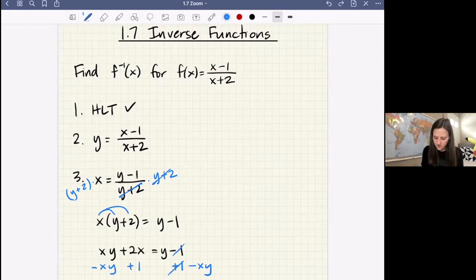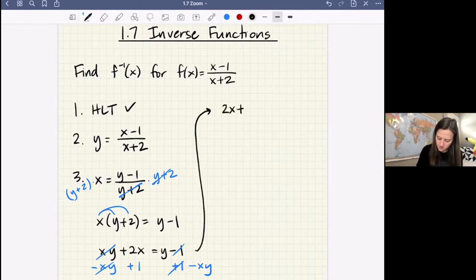So that's going to leave me with all of my y terms over on the right and all of my non-y terms over on the left. So I've got 2x plus 1 over on the left, and I've got y minus xy over on the right. And here's where I wanted to show you a trick. I've got two y's over there on the right-hand side, but I want to be able to solve for y to just have one y. So if you get something that looks like this, your trick is to factor. So I'm going to factor a y on the right-hand side.